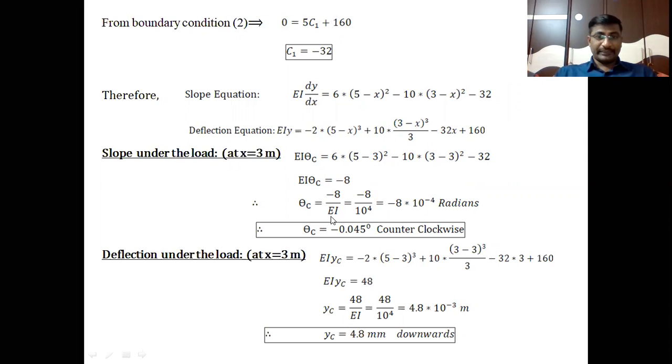Theta C is equal to minus 8 by EI. The EI value is 10 to the power 4, given in the problem. So it is minus 8 into 10 to the power minus 4 radians. This negative sign represents a counterclockwise or anti-clockwise slope. I already drew the slope curve.